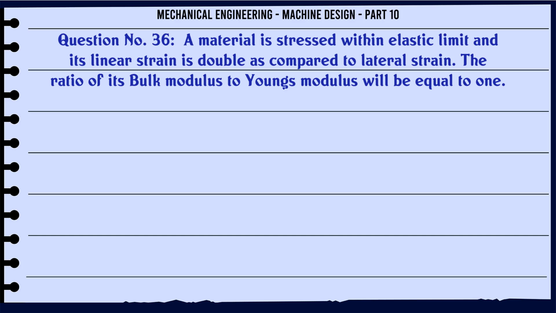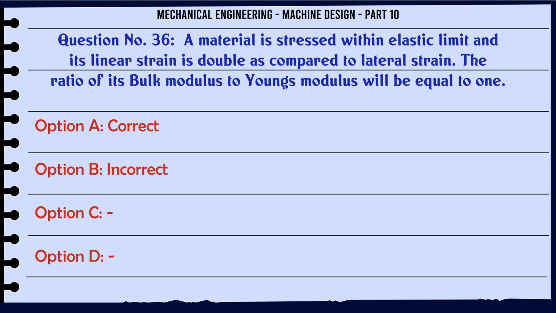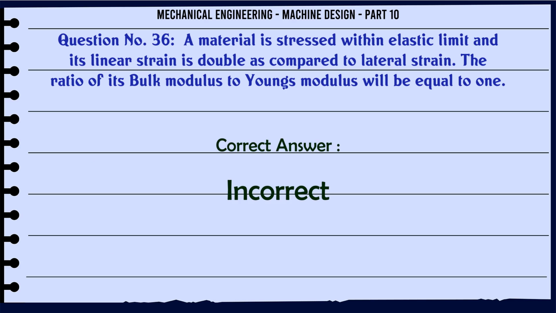A material is stressed within elastic limit and its linear strain is double as compared to lateral strain. The ratio of its bulk modulus to Young's modulus will be equal to 1. A, correct; B, incorrect. The correct answer is incorrect.